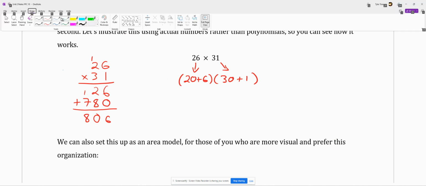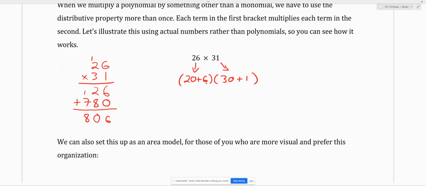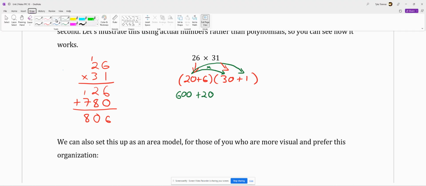So how it works is what it's saying above is I have to take every term in this binomial and multiply it by every term in this. So we start with the first term, which is 20. We're going to multiply that by 30, and that's going to give us 600. Again, we're going to take the first term and multiply it by the second term now, and 20 times 1 is just 20. And let's switch colors to illustrate.